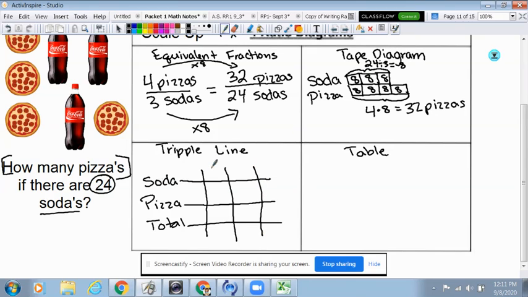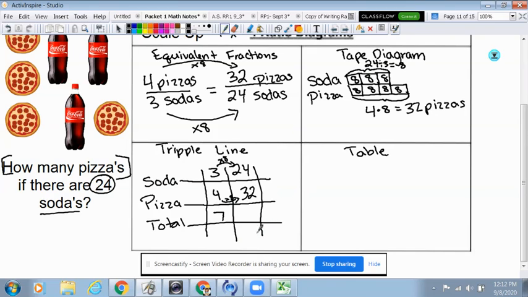So here I'm going to say I've got 3 sodas. And then my problem is telling me I have 24 sodas. So I'm trying to get from 3 to 24, but I have to fill out the rest. I have 4 pizzas, so I put my original ratio here, 3 to 4. And here, the total, I'm going to put the total amount of food items. So I'm going to put 7. And I do the same thing. How do I get from 3 to 24? 3 times what equals 24? 3 times 8. And whatever I do to one line, I have to do to the other. So 3 times 8, or 4 times 8. 4 times 8 is 32.